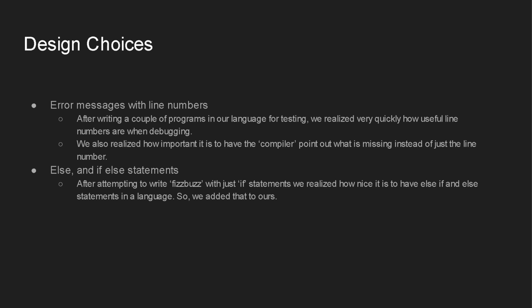So after writing some programs, we made some design choices. You don't have to specify num or string. We wanted our programming language to be very light, not very syntax heavy. You'll see it in a minute, but here are some of the things we decided on for error messages. We added line numbers, seeing what was wrong after trying to write a couple programs. We realized how helpful that would be. And after trying to write FizzBuzz with just if statements, without an else or an else if, it was quite difficult. So we added both else and else ifs into our language.